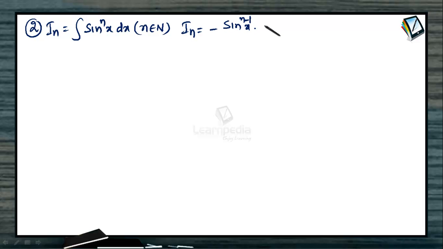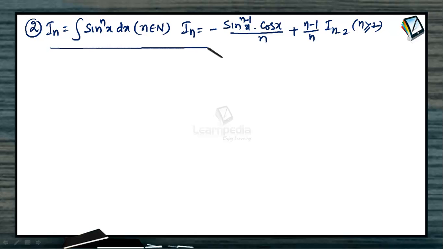The second reduction principle is: if I_n is the integral of sine to the power of n x dx, for all n being a natural number, then we have the relation I_n equals minus sine to the power of n minus 1 x into cos x by n, plus n minus 1 by n of I_(n-2), for all n taking values from 2 onwards. This is the second reduction principle.